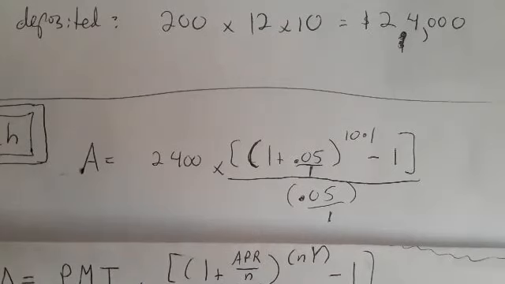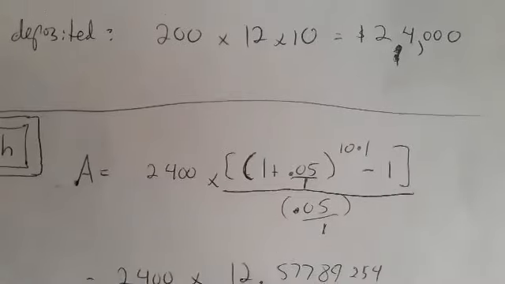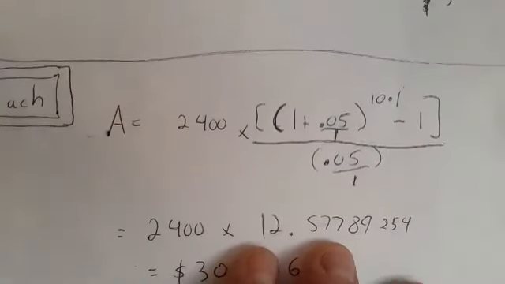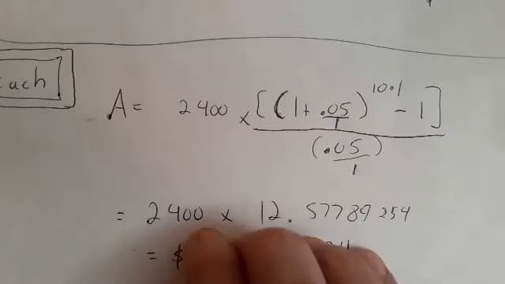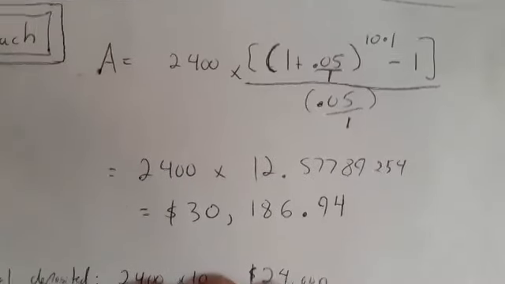Okay, and then I divided 0.6289 by the APR, which is 0.05, and I got 12.578. That's it. Okay, and then I did 2,400 times 12.578, and I got 30,187.2. Yeah, that's it.